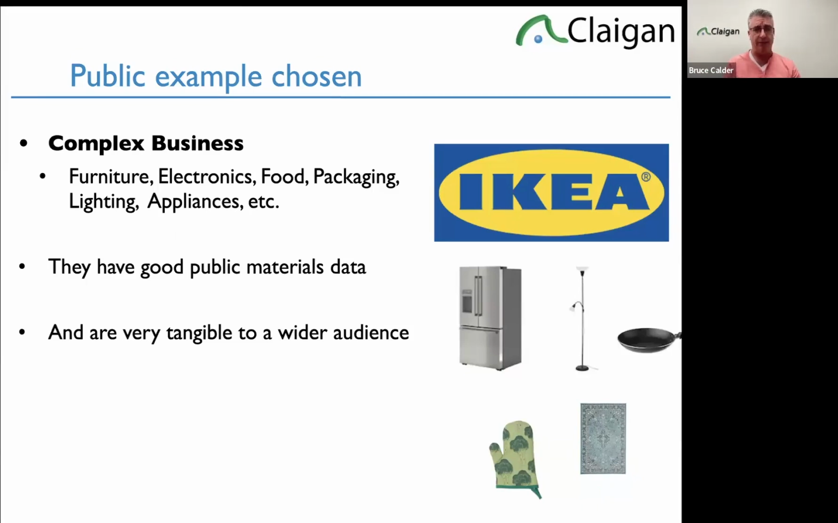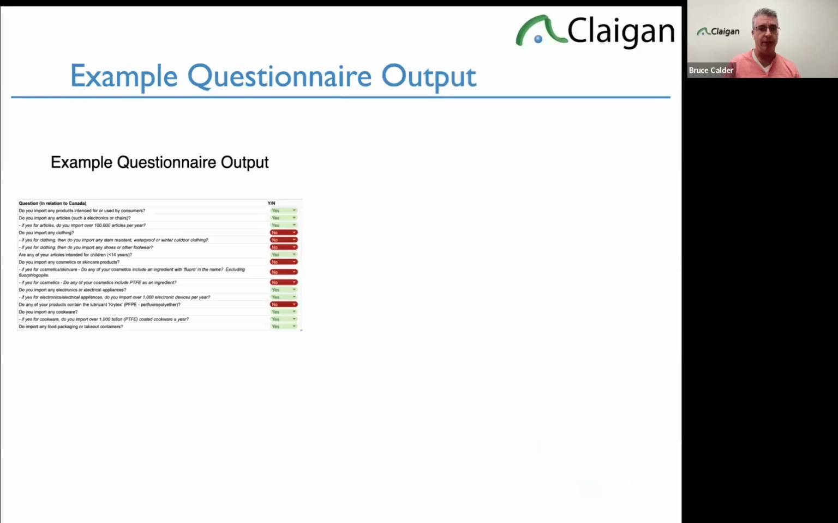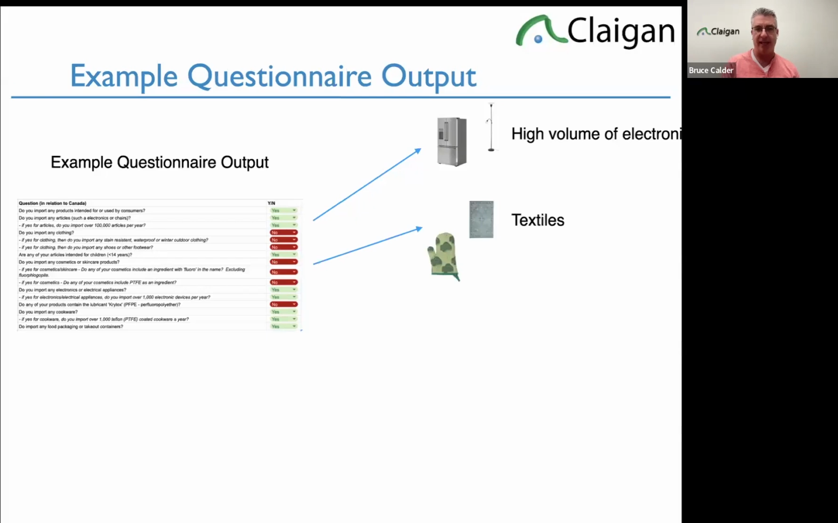Then, okay, step one, let's do their questionnaire. We're going to answer these questions reasonably based on public information. These are the yeses and nos. Out of that, they have actions. They have high volume electronics. They have lamps and refrigerators and air purifiers and a bunch of other stuff. I'm assuming they do a reasonable volume, especially of lamps. Textiles: they have oven mitts, but also carpets and lots of blinds and other textiles.